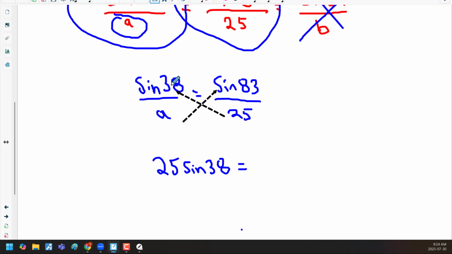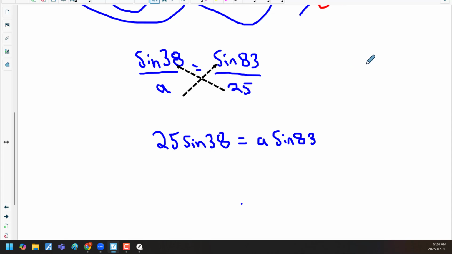All right, so we have 25 times sine 38. We have a times sine 83. At this point, once again, you can write the decimals. You can do the multiplication. I like to do the algebra first. A lot of students I know, I've actually talked to them, they don't like this. They like to do the multiplication, and then do the next step, which is division. But I like to do the algebra first. So what I'm going to do is divide both sides by sine 83.